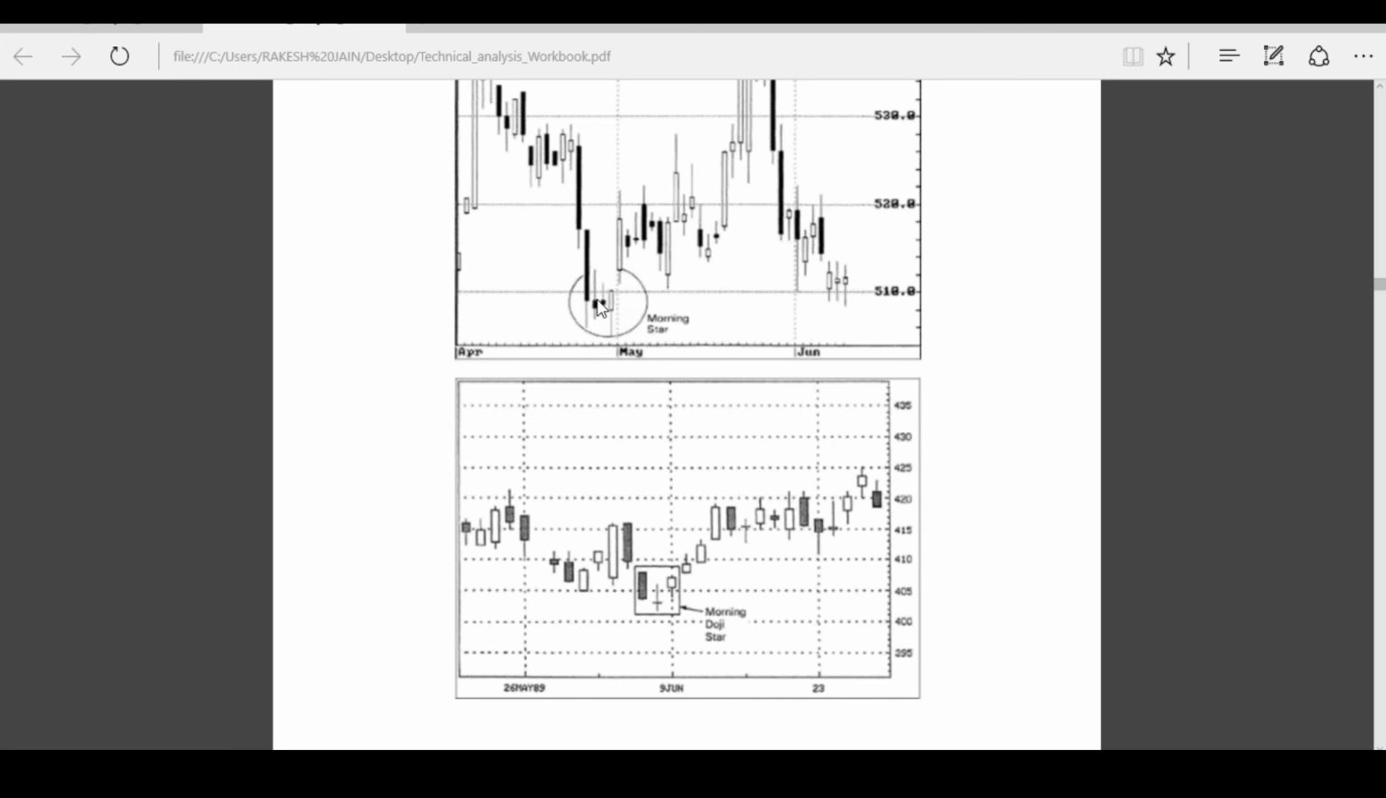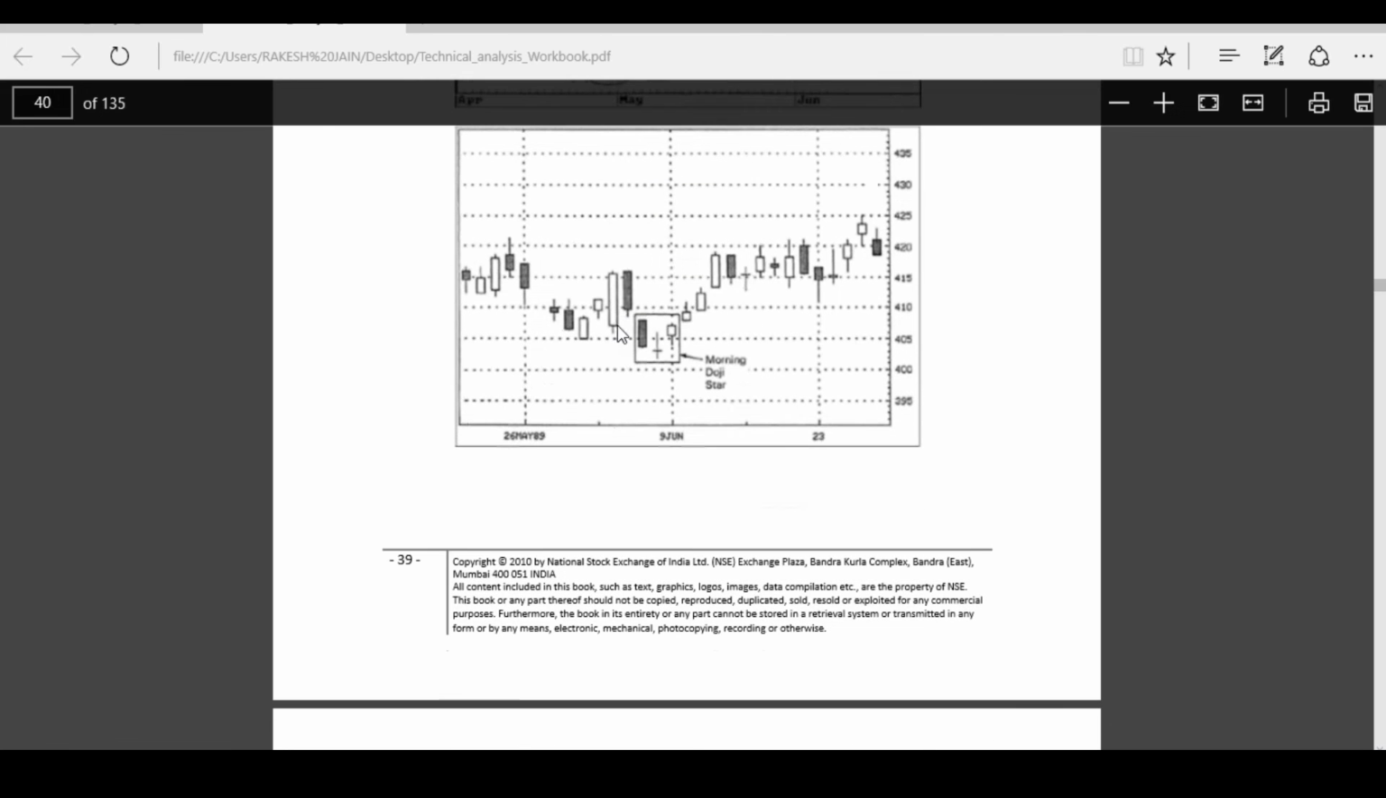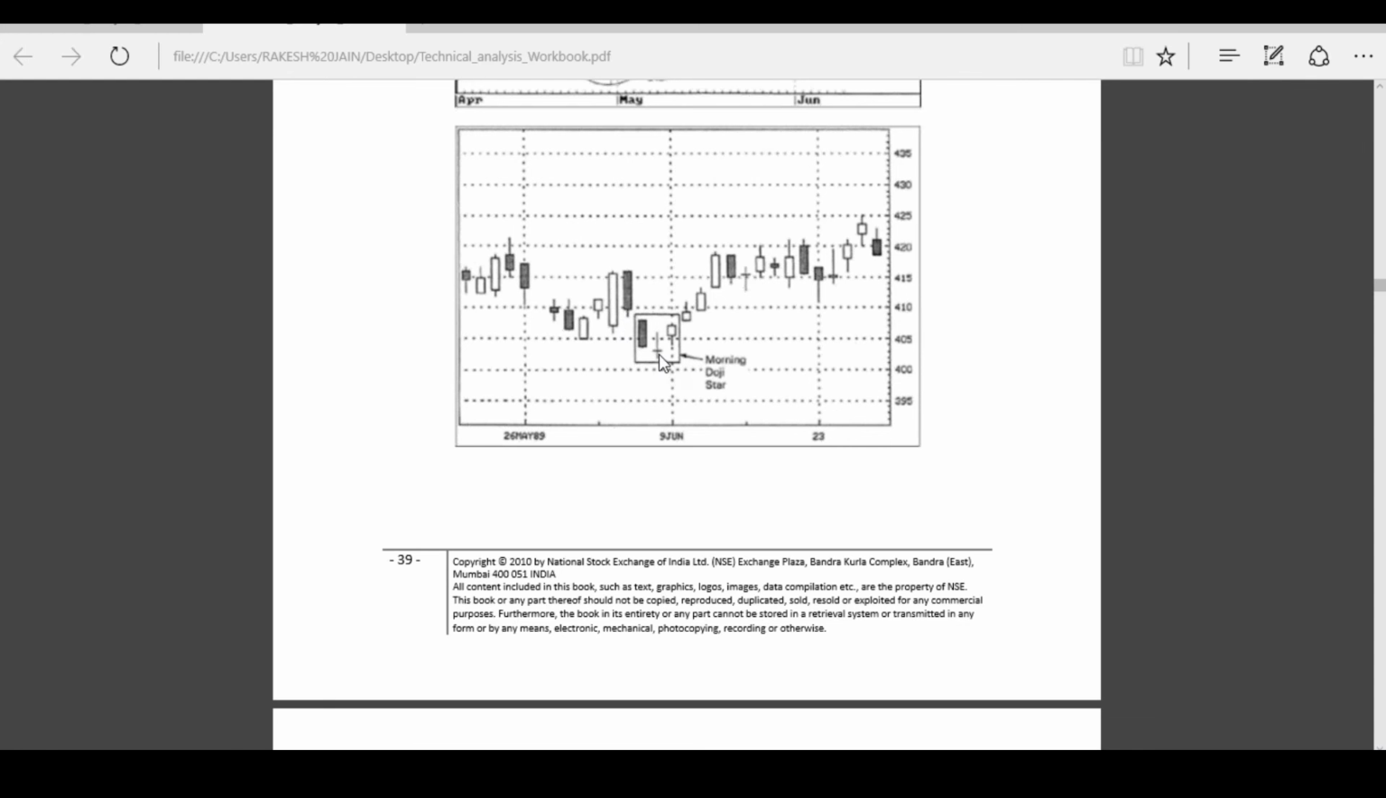But for the morning star, it's better that there is no gap here. I'll particularly say if there is a gap, it's much more powerful. But sometimes there are no gaps in between. There is a real body, a black body, then there is a star, and then a white body. But it's up to you: if you find that this has happened at a very important support level, and there is no gap between the first day and the second day real body, you can still take a chance. Okay. Now, this is a morning doji star.